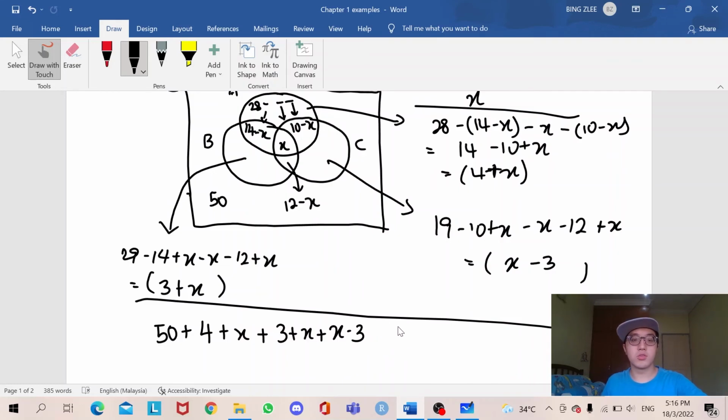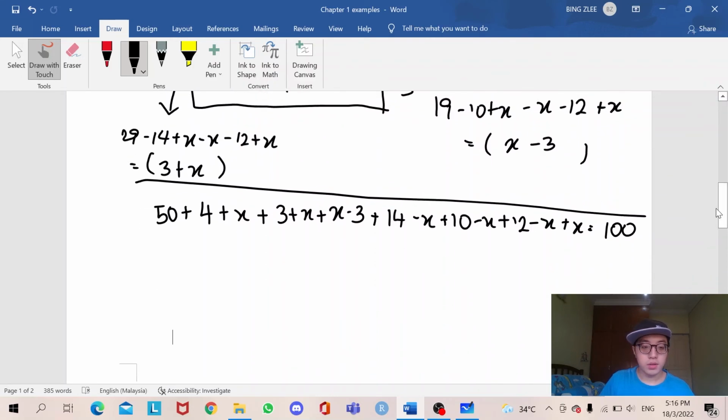All right, so this is the outer part, and now we are going into plus 14 minus x plus 10 minus x plus 12 minus x, and finally the innermost part, plus x. And everything here is equal to 100. So it's going to take a little bit of time. If you press the calculator, it's going to be faster.